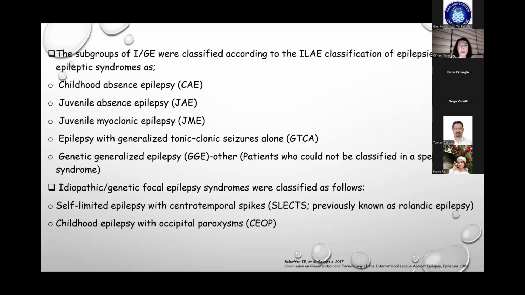The subgroups of idiopathic genetic epilepsies were classified according to the ILAE classification as follows: childhood absence epilepsy, juvenile absence epilepsy, juvenile myoclonic epilepsy, epilepsy with generalized tonic-clonic seizures alone, and genetic generalized epilepsy other. Idiopathic genetic focal epilepsy syndromes were classified as follows: self-limited epilepsy with centrotemporal spikes, previously known as Rolandic epilepsy, and childhood epilepsy with occipital paroxysms.